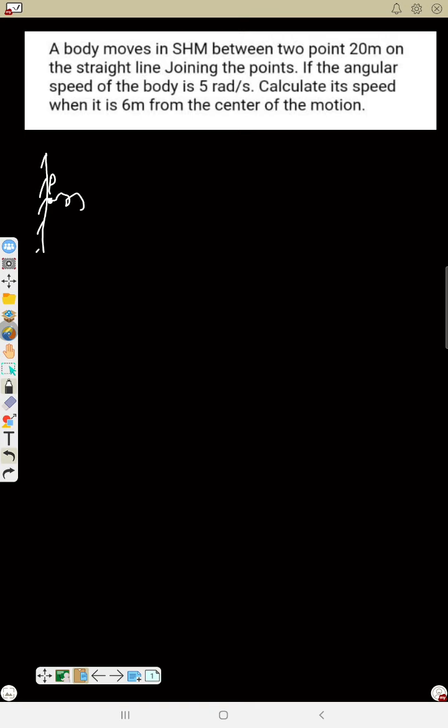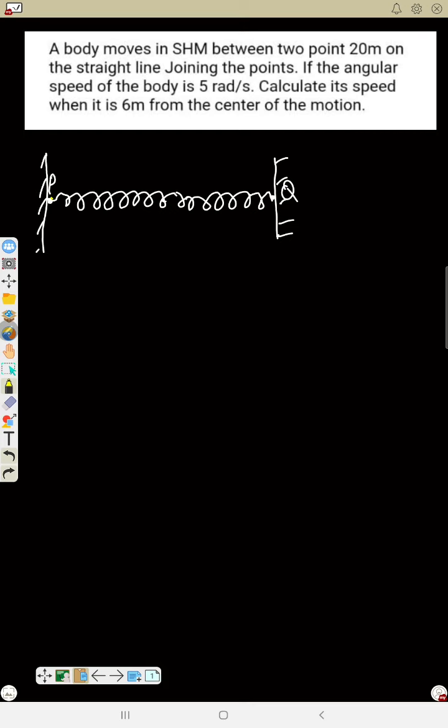Now let's say we have a spring. Let's say this is the body in simple harmonic motion. So let's say it stops here, and this is another point, Q. Now, according to the question, a body moves in simple harmonic motion between 2 points, which are point P and point Q, 20 meters on a straight line joining the points.